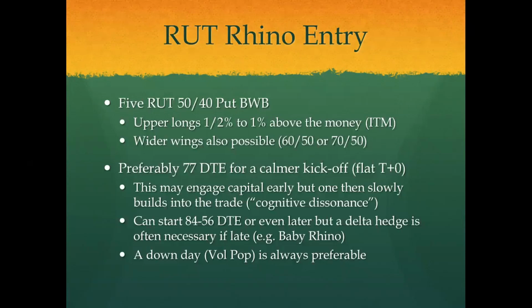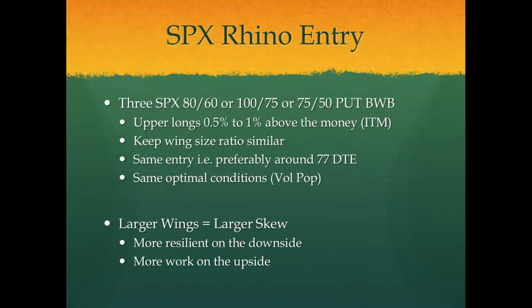Like most of those trades, a down day with a vol pop is preferable, because of course you will get a better premium for your shorts. For the SPX, I stay within the same ratio. Three setups are possible: 80/60, 100/75, or even 75/50. They are all in the same wing size ratio. Same type of setup. That's what makes it easy to transfer onto a new underlying, a new symbol, because it's about the same strategy regardless of the underlying symbol.